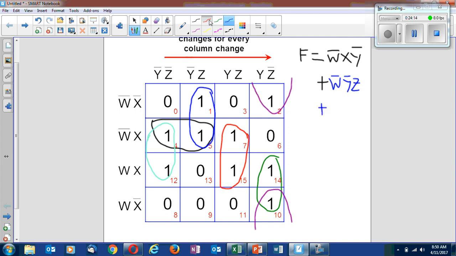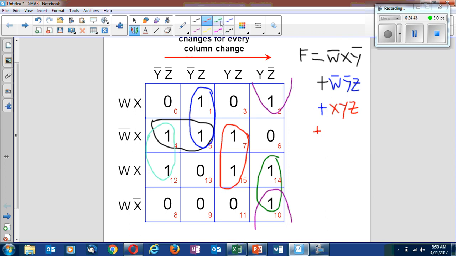Now let's take a look at the red group right here. So the coordinate over here is Y and Z. And over on this side, I have X. That's the same. And W and not W. They're itself and the opposite. So W and not W cancel out. So this one is just X, Y, Z.